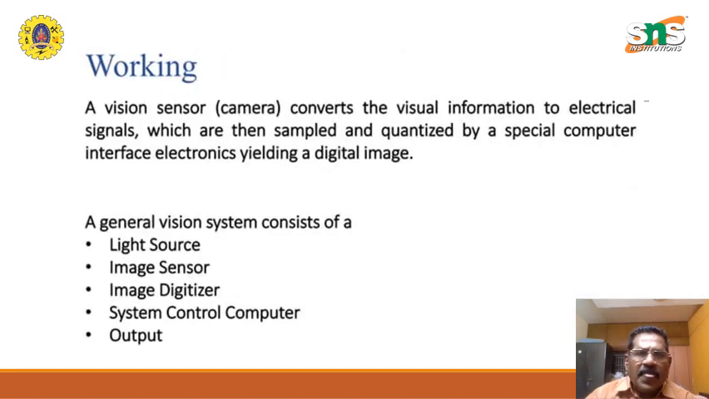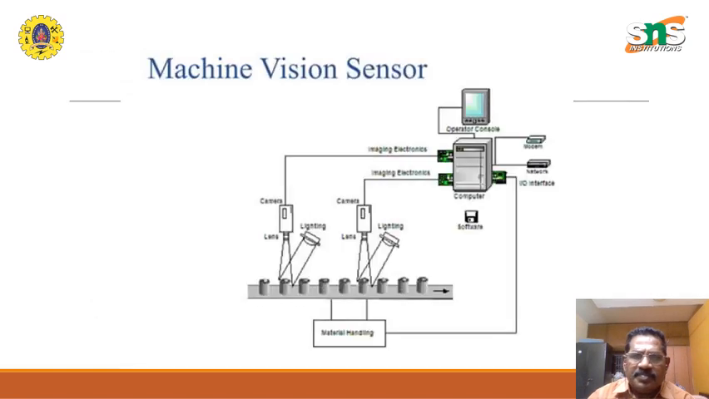Now, the working: a vision sensor converts the visual information to electrical signals, which are then sampled and quantized by a special computer interface electronics, yielding a digital image. A general vision system consists of a light source, an image sensor, an image digitizer, a system control computer, and the output. The machine vision setup is shown here. You have the operator console, and then the cameras, lenses and lighting. As parts move on a conveyor, you can find out how many there are, and keep a count of the parts being produced, etc.